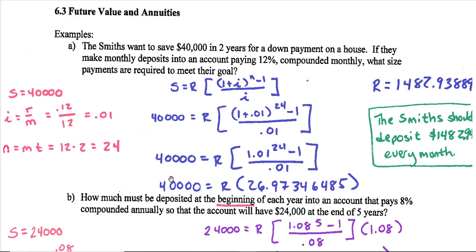When you do that, you get 26.97346485. Divide the 40,000 by that number, and you get R equals 1482.93899. We'll round to dollars and cents, so the Smiths should deposit $1,482.94 into this account every month. And if they continue to do that, then they will be able to save that $40,000 in 2 years for the down payment on the house.